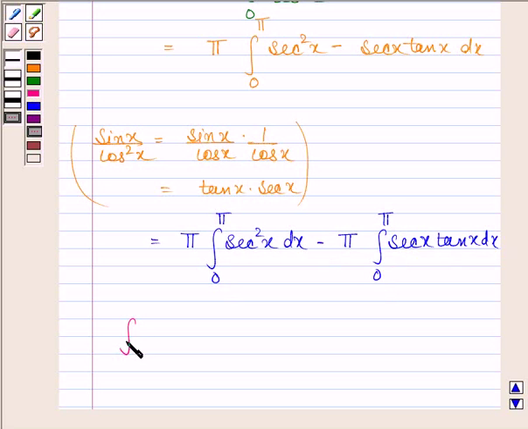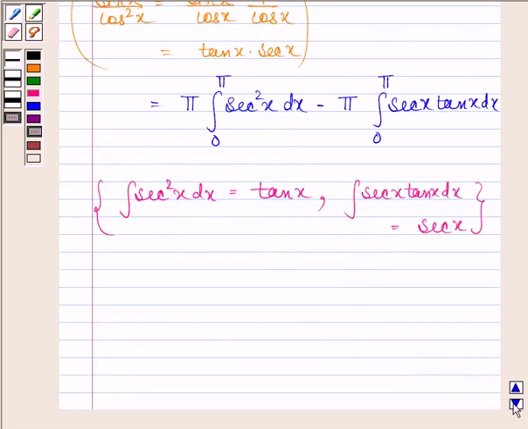We know that integral of secant square x with respect to x is tan x, and integral of secant x tan x with respect to x is secant x. So by using these formulas, we get pi into tan x, lower limit is 0 and upper limit is pi, minus pi into secant x, lower limit is 0 and upper limit is pi. Now by using second fundamental theorem of integral calculus, we will first calculate value of tan x at pi.